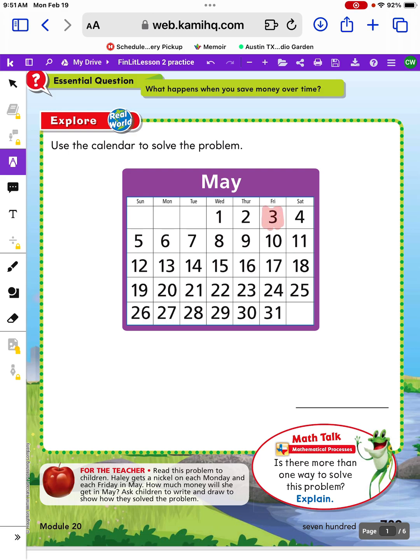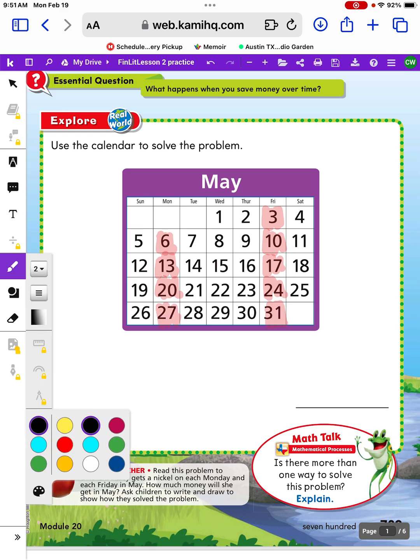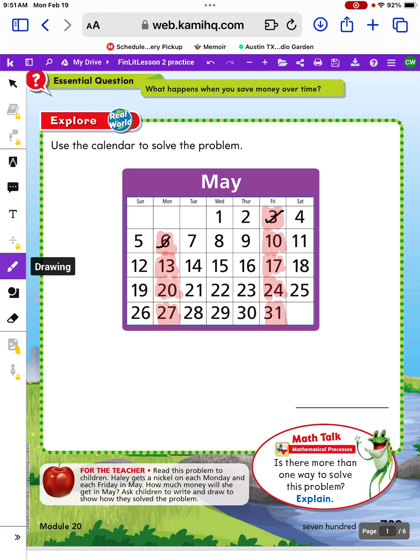So I have a Friday, Monday, Friday, Monday, Friday, Monday, Friday, Monday, Friday. All right. So I see that I have 1, 2, 3, 4, 5, 6, 7, 8, 9. I have 9 Mondays and Fridays. And this is where we talk about repeated addition, and this is going to lead you into multiplication. But repeated addition is just taking that addition over and over. So if you were doing multiplication, it'd be 9 times 5. But in reality, we're just going to count by 5s because she's getting a nickel each time.